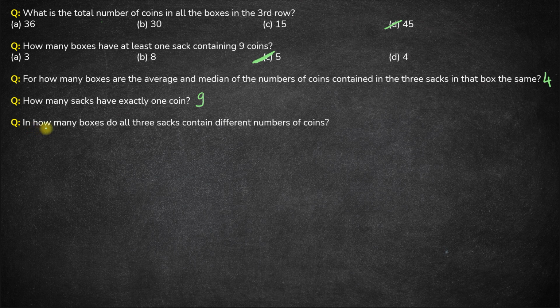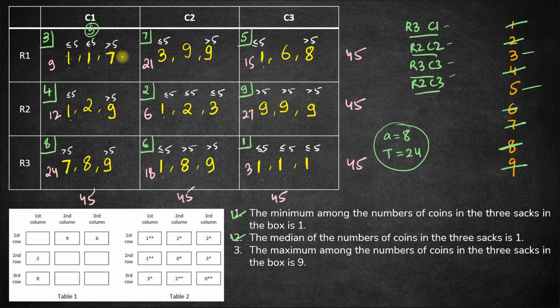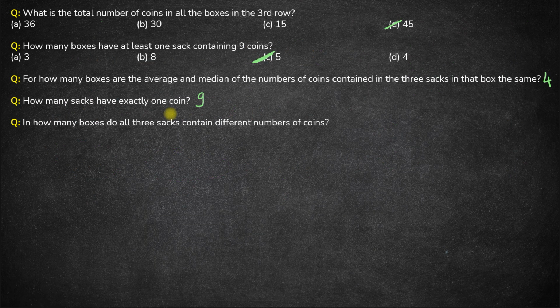And finally, the last question. In how many boxes do all the 3 sacks contain a different number of coins? So here all the 3 sacks don't contain different. 1, 1 is same. 1 to 9, so this is one. 7, 8, 9, another. So I'll mark them. 1, 2 all different. 1, 8, 9 all different. 1, 2, 3 all different. 3, 9, 9 not all different. 1, 6, 8 all different, not all different, not all different. So how many boxes contain all 3 sacks with different numbers of coins? 5. So the answer here is 5.